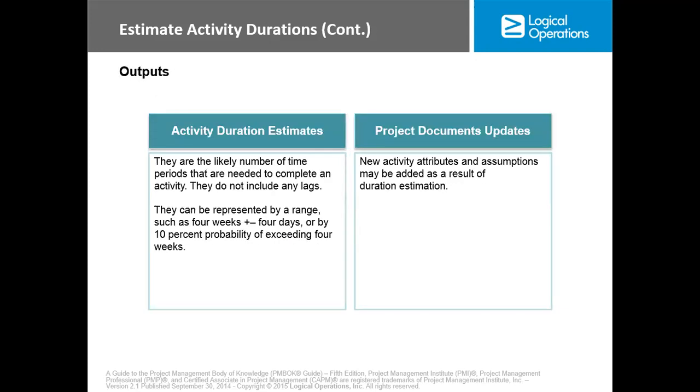Okay. Now, at the end of the day, we have activity duration estimate and project document update. Activity duration estimates are the likely number of time periods that are needed to complete an activity. Okay, they do not include any lags or any leads. They can be represented by a range such as 4 weeks plus or minus 4 days, or by 10% probability of exceeding 4 weeks.